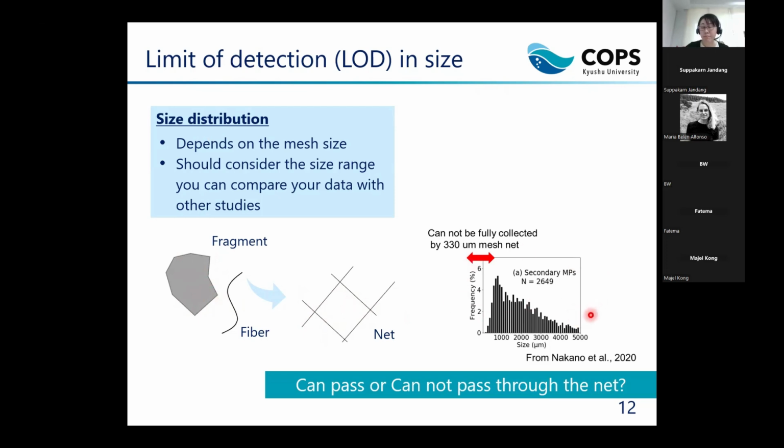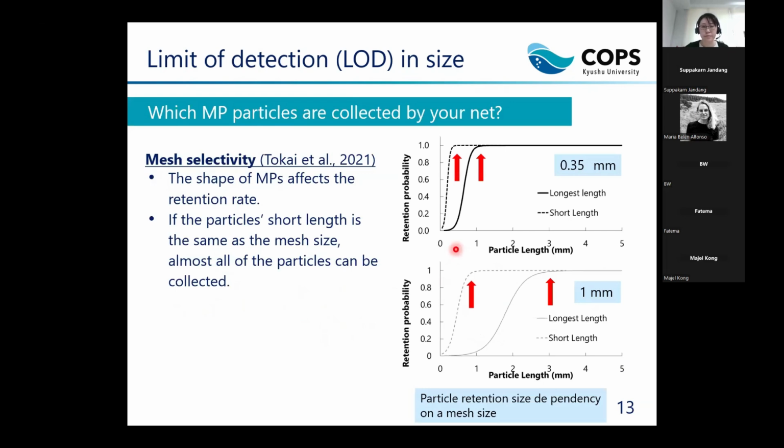Last time I used a 330 micro mesh net. We cannot collect all of the particles less than 1 millimeter. So we need to consider the size distribution and its size limitation. And this is one of the suggestions we can consider about the limit of detection in size. It is mesh selectivity. You can see the details in Tokai et al., 2021.